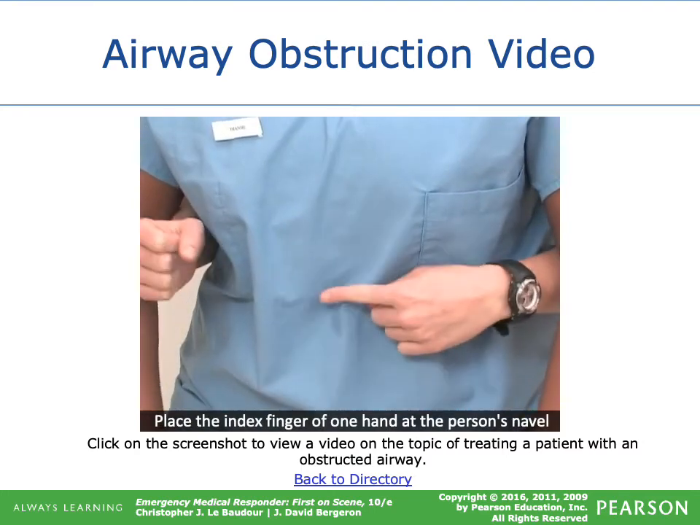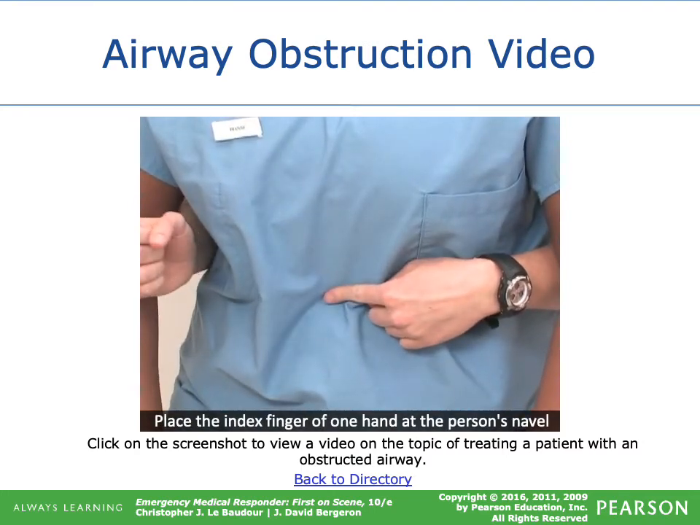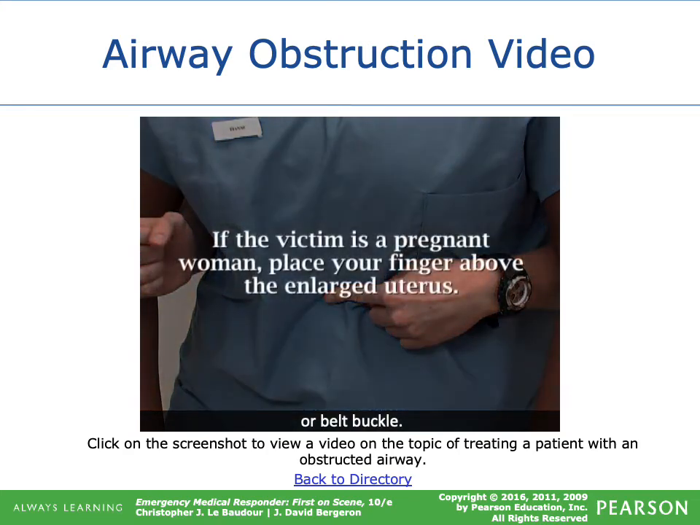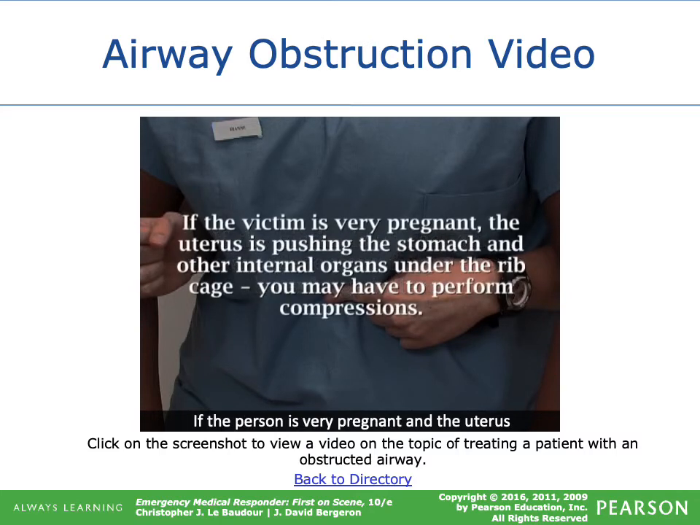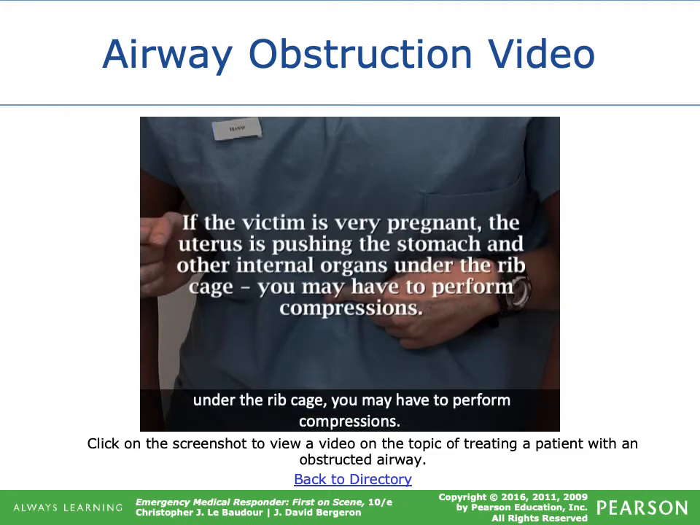Place the index finger of one hand at the person's navel or belt buckle. If the victim is a pregnant woman, place your finger above the enlarged uterus. If the person is very pregnant and the uterus is pushing the stomach and other internal organs under the rib cage, you may have to perform chest compressions.